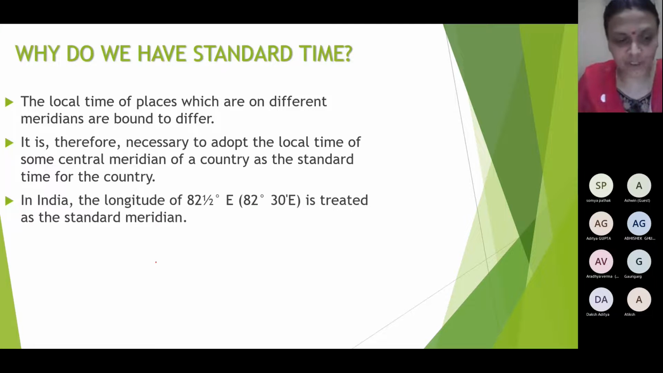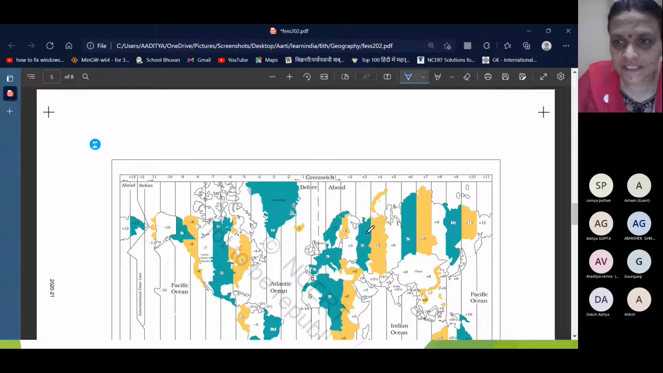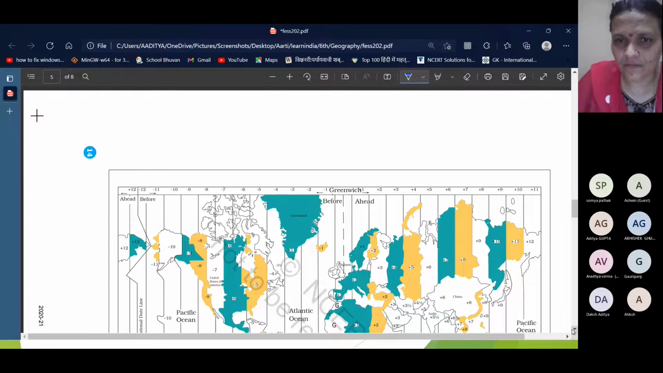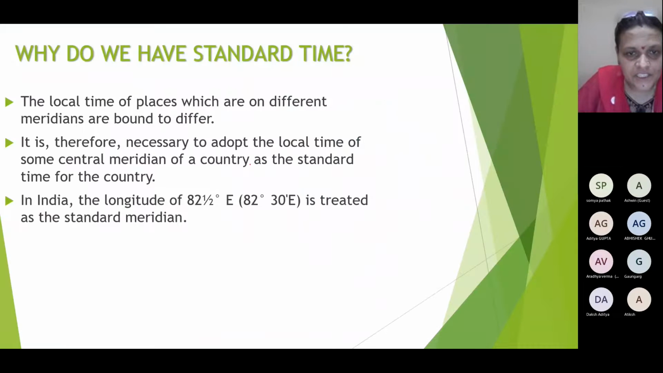Let me show you that picture first. This is the picture. See, this is the Greenwich. It is in Britain. Now it is telling that those who are west of Greenwich will be behind.